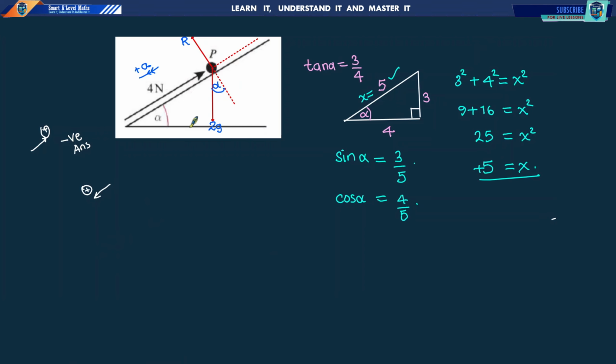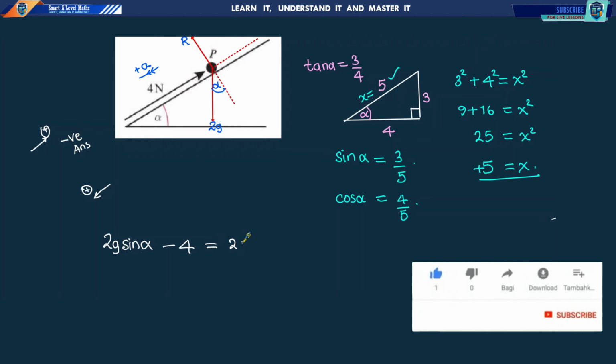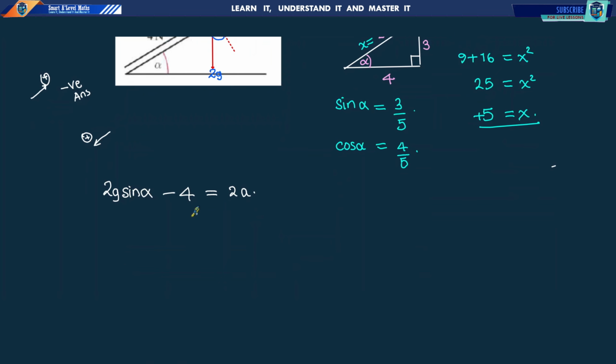So down this plane here we'll have 2g times sine of this angle alpha, and we subtract away our 4, and this must give us the mass, that is 2 times acceleration, and that is what we are looking for. So we can start simplifying this, but of course we need to make substitution for sine alpha, that is 3 over 5. So we're going to have here 2g, and we multiply this by our 3 over 5. Then we're going to subtract away 4, and we get 2a.